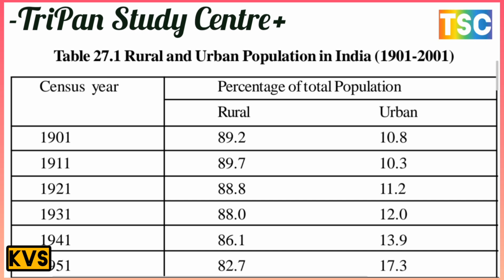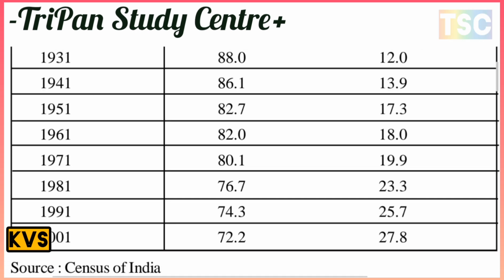The percentage of total population is the most important point here. Let's come to 2001. There it is 72.2 to 27.8. This is the most important increase in 2001.